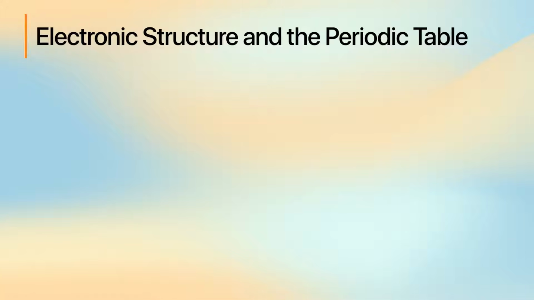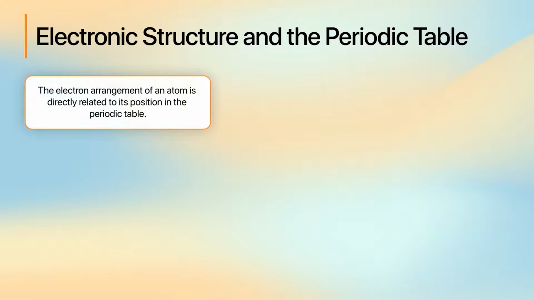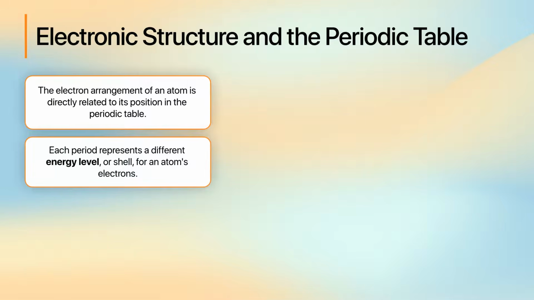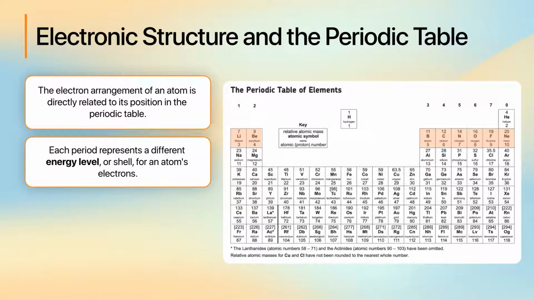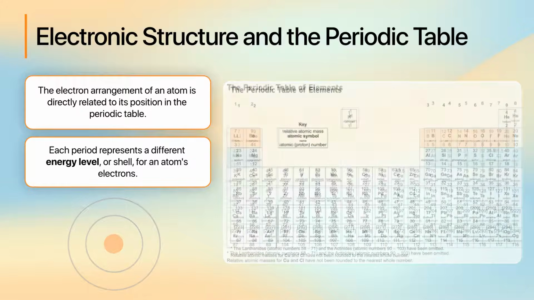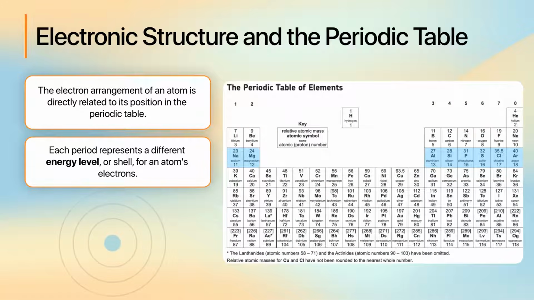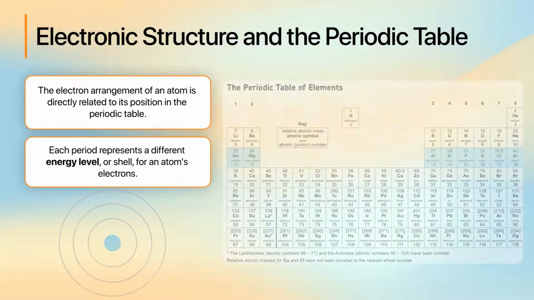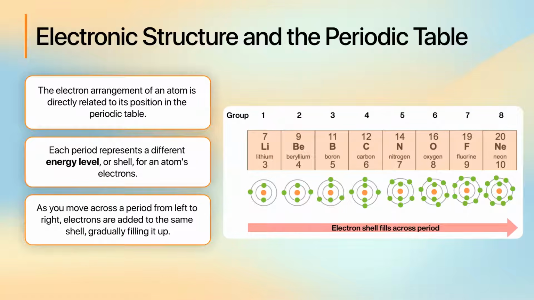Now, we'll look at the arrangement of electrons and periods. The electron arrangement of an atom is directly related to its position in the periodic table. Each period, or horizontal row, in the periodic table represents a different energy level, or shell, for an atom's electrons. For instance, in period 2, from lithium to neon, atoms have 2 electron shells. In period 3, from sodium to argon, atoms have 3 electron shells. As you move across a period from left to right, electrons are added to the same shell, gradually filling it up.